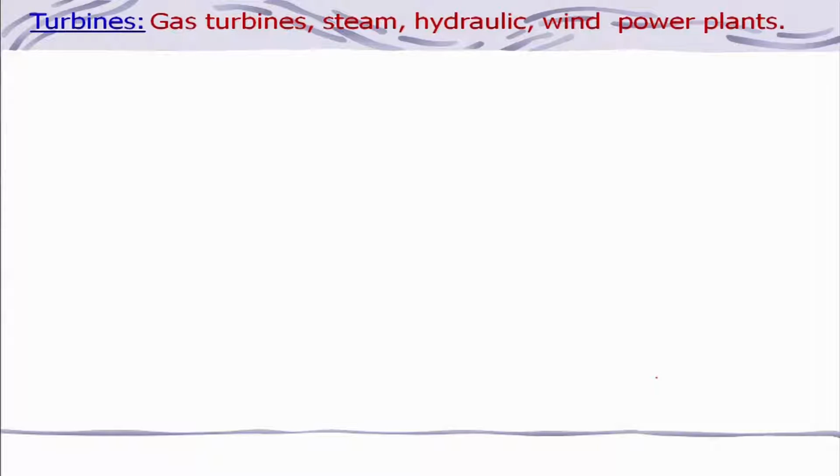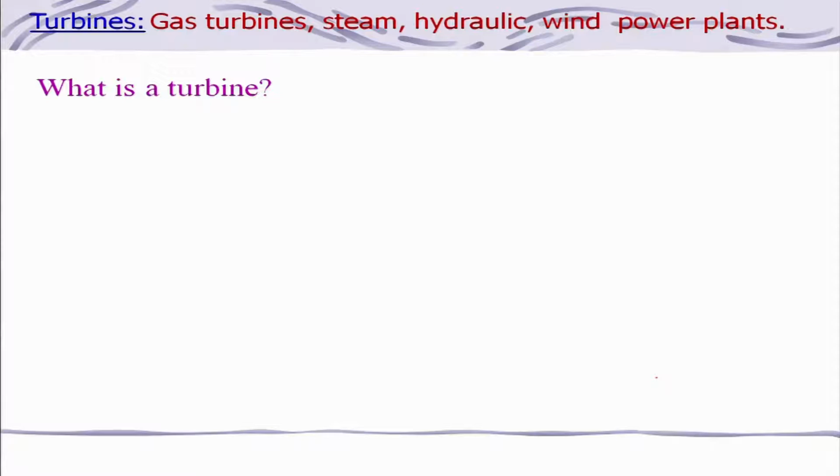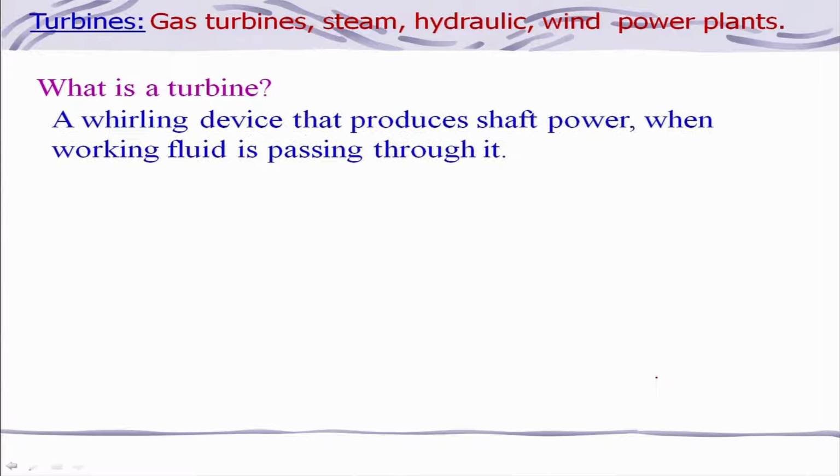So let us look at how we will handle the gas turbine. If you look at turbines, there are several kinds: gas turbine, steam turbine, hydraulic turbine, wind turbine, where we generate power. And power is very important, particularly in modern life, to have a comfortable life. But what is a turbine?